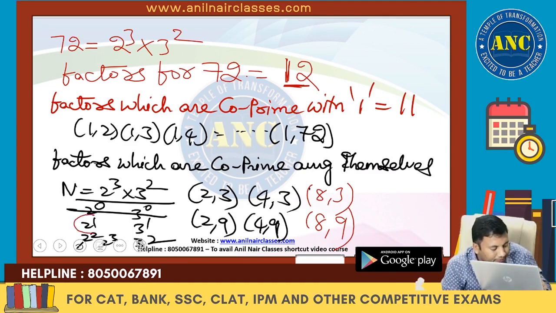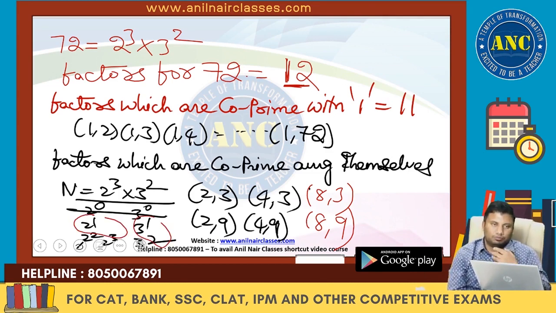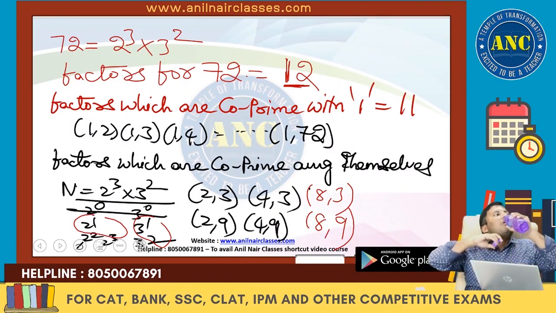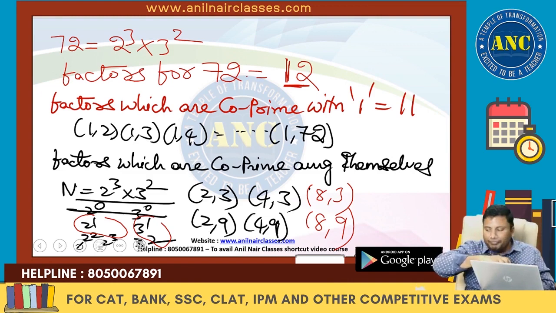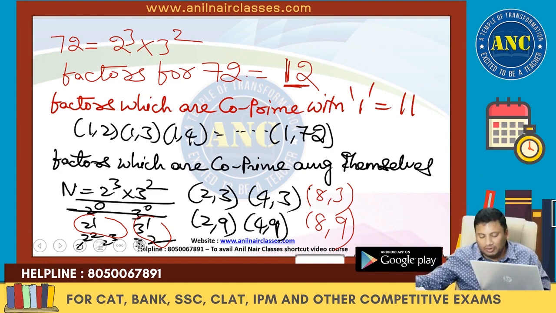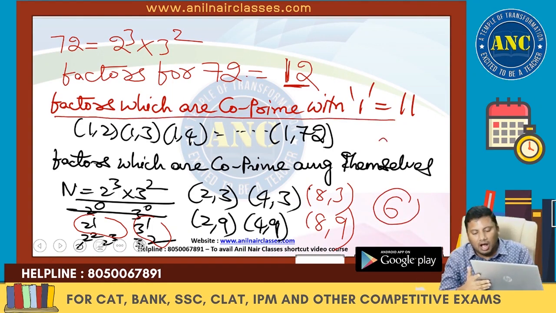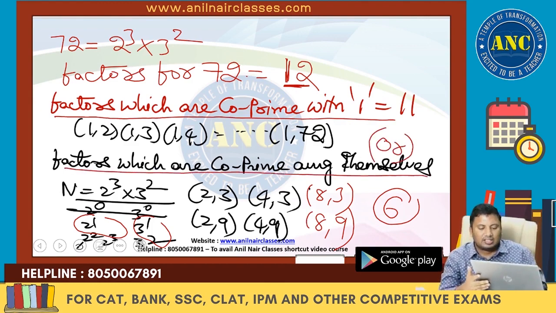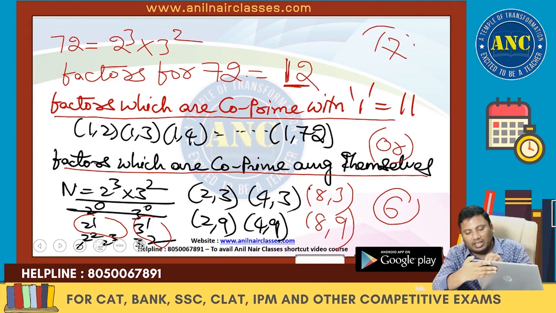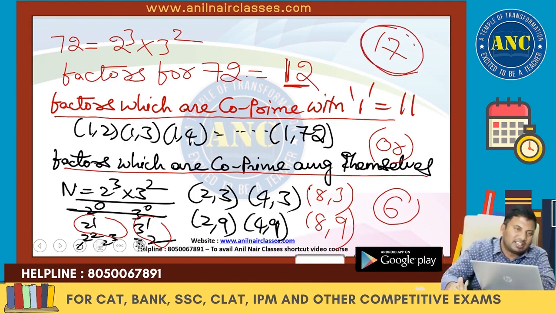All the powers of the other prime are co-prime with each other: 2 with 3, 2 with 9, 4 with 3, 4 with 9, 8 with 3, 8 with 9. Totally what will be the answer? 6. So factors which are co-prime with 1 are 11, and factors which are co-prime among themselves are 6. 11 plus 6 is 17.